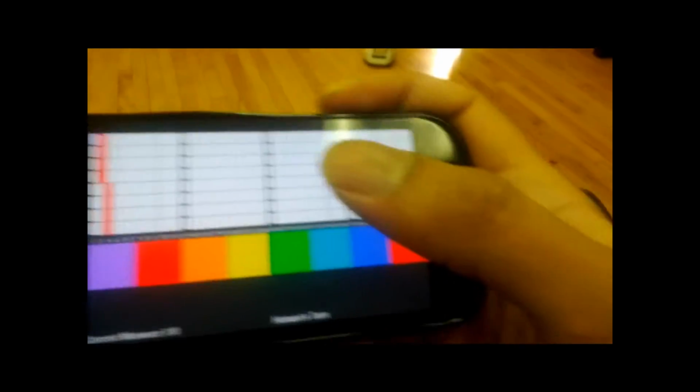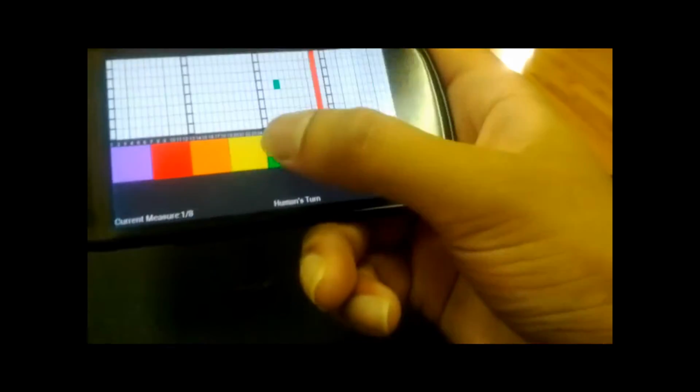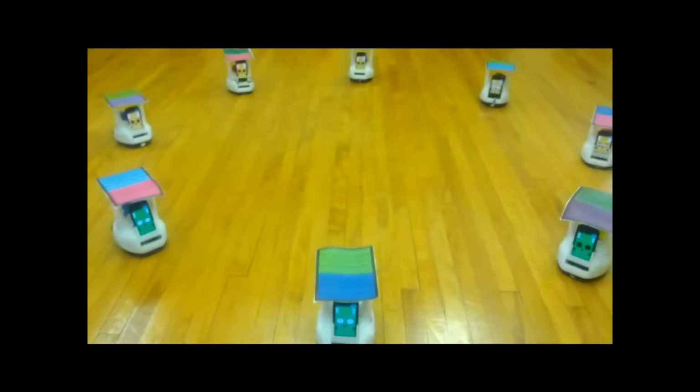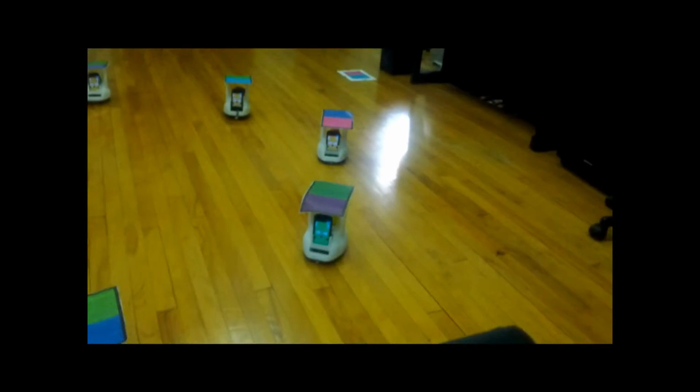Initially, the robots would be moved to their starting position, and in the first measure, users could play any melody, but were instructed not to use all the robots. So, for example, as you can see, whenever the robots were played, they would change their face color, and if you look at the red one over there, it would shake whenever it was played.